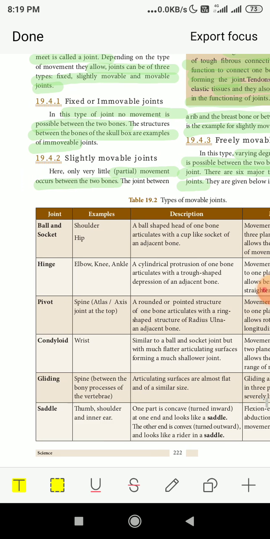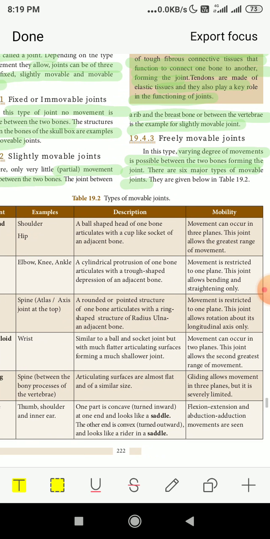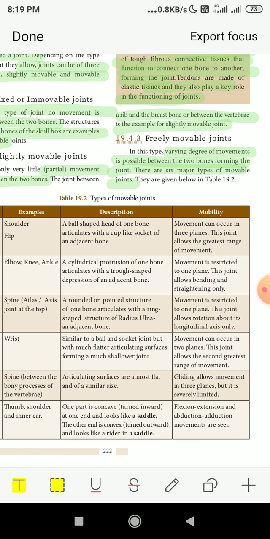Then is condyloid. Condyloid, it is in the wrist of the hands. Similar to a ball and socket joint, but with much flatter articulating surfaces, forming a much shallower joint. It is not very deep, it is a shallow joint. Movement can occur in two planes. This joint allows a second movement, like the ball and socket joint. The next greatest movement we can give to the wrist.